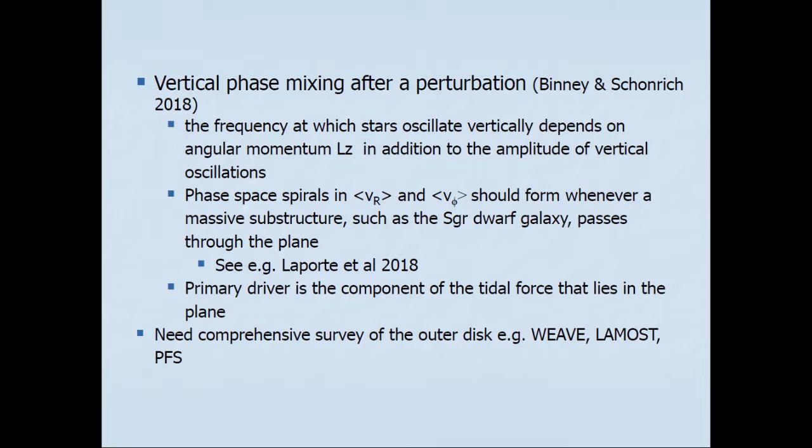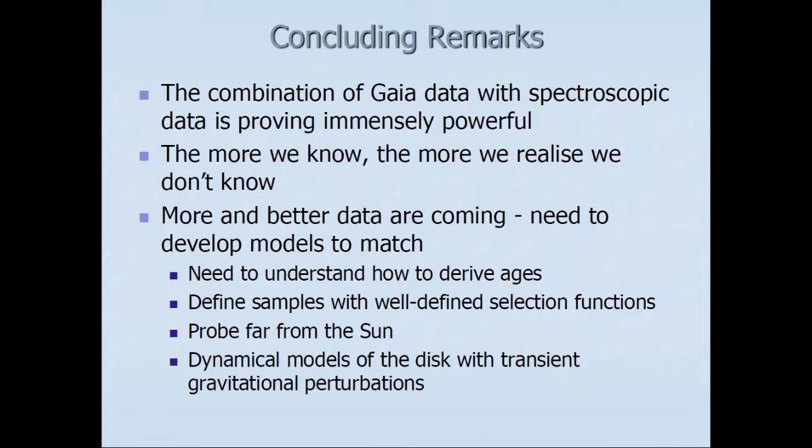What we need is a comprehensive survey of the outer disk. I think to go from very local to what's happening further out, where the Sagittarius dwarf went through the disk, I think we're going to get that, so I will just conclude. I think the combination of Gaia and spectroscopy is immensely powerful, but the more we know, the more we realize we don't know. That has been true, is true, and will be true for a while, and we really need ages. We need large samples with which we can define very well-defined small samples, get far from the sun, and we need a lot more modeling as well. Thank you.